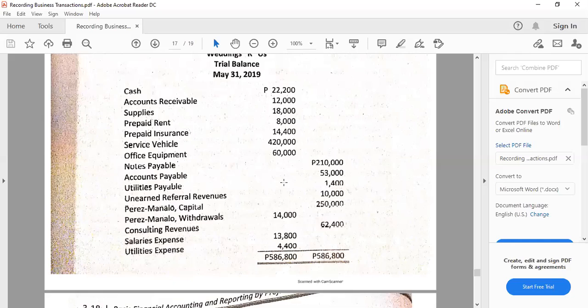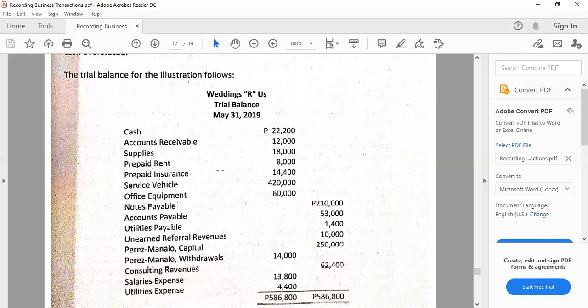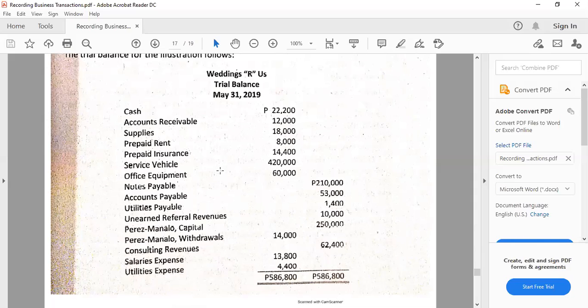Now, how do we improve this presentation? I will just have to pinpoint the important parts first, and then we are going to improve this presentation. Okay, so we have the title, this particular heading: name of the company, trial balance, and the date line. I'm okay with the date line as May 31, 2019. However, for some books, it would be for the period ended, so if that period is a month or a quarter or a semester or a year, it would be for the month ended May 31, 2019.